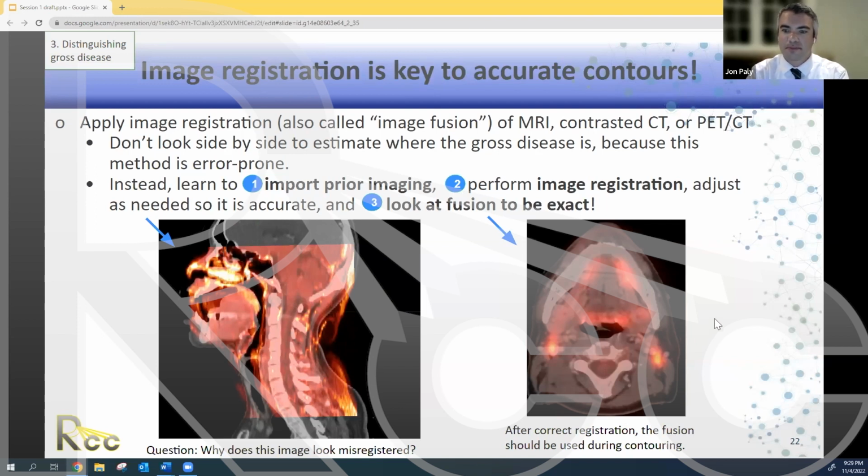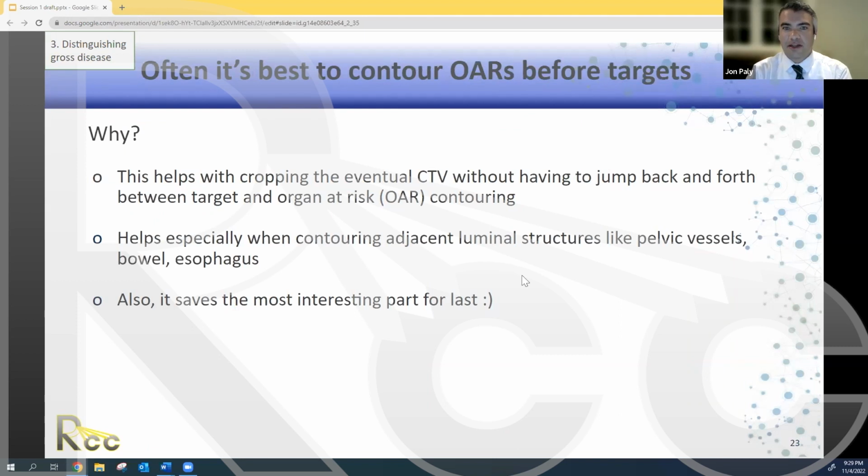So we're not going to be talking a lot about organs at risk, but I do think it's worth pointing out a strategy that has worked well for me and many people who have been my mentors, and that's just that contouring the organs at risk before the targets is often advisable. And so you might ask why. I think that this does help with cropping out the eventual clinical target volume without having to jump back and forth between the target and the organ at risk, and just having it done first.